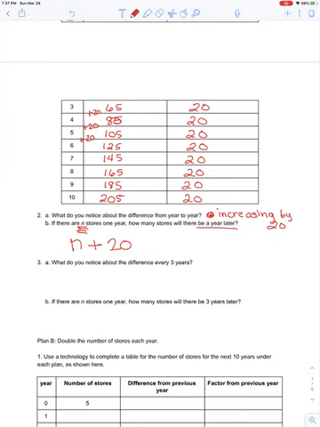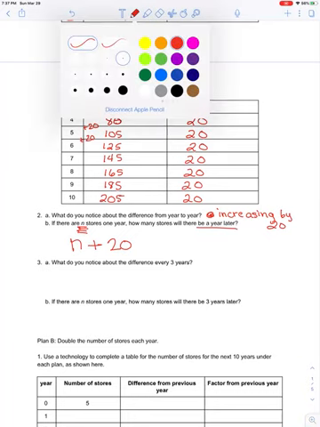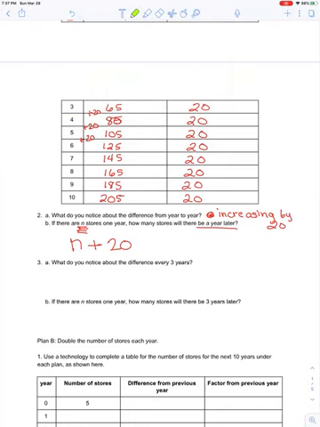So what do you notice about the difference every 3 years? So let's look at this. If we want 3 years, it shouldn't matter what 3 years. So let's look here to here. So what do I notice? I ended with 165. I started with 125. So how much of that did I increase by or change?